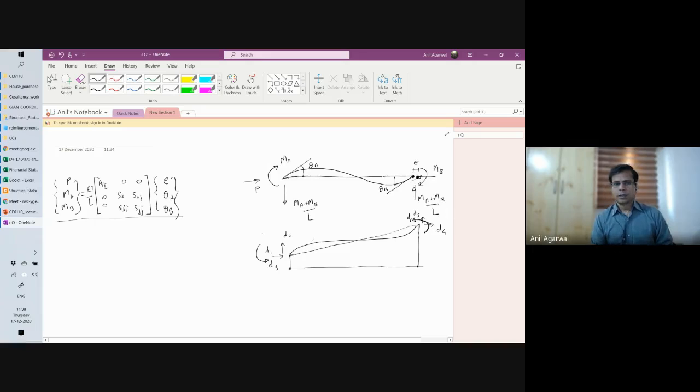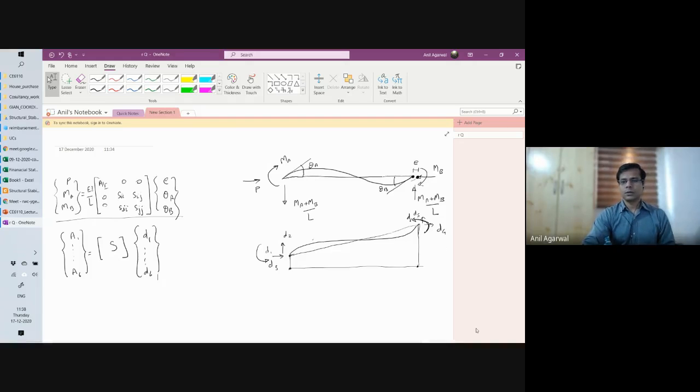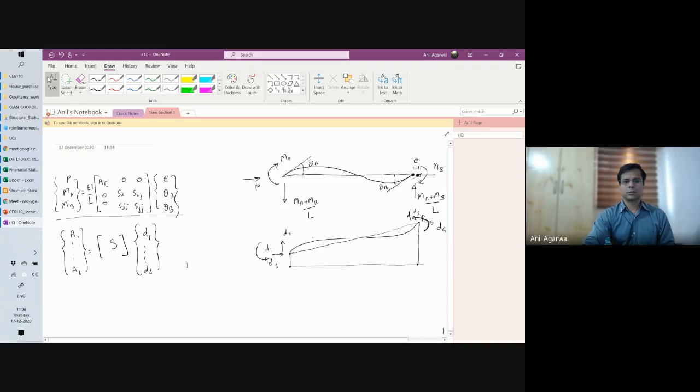Okay. So what we need to do is find the stiffness matrix which deals with A1 to A6, which is the force vector. Some kind of stiffness matrix needs to be there, which will relate my D1 to D6. Okay. Fine. So let's try this.